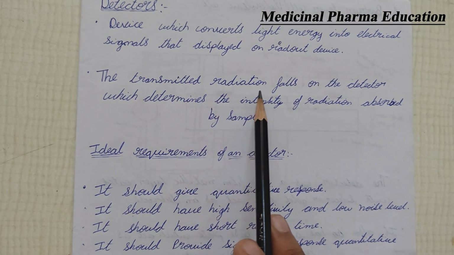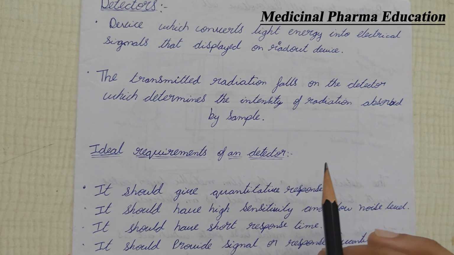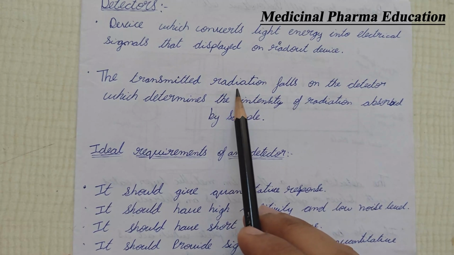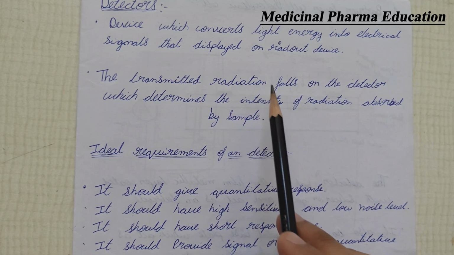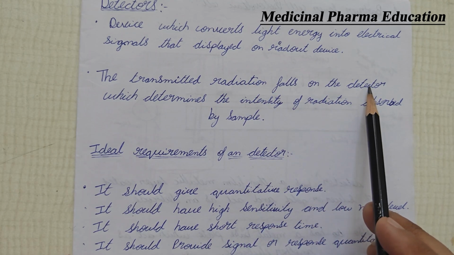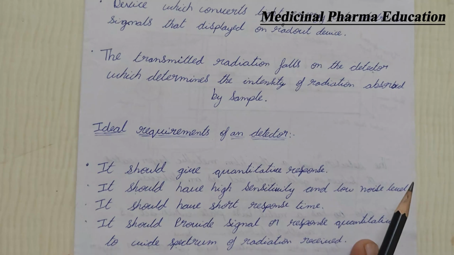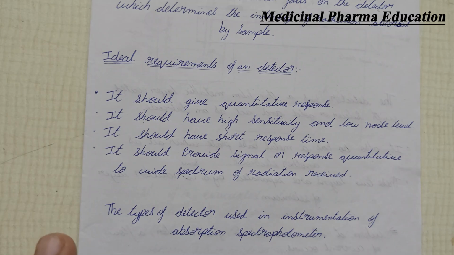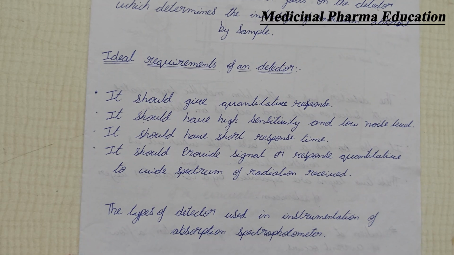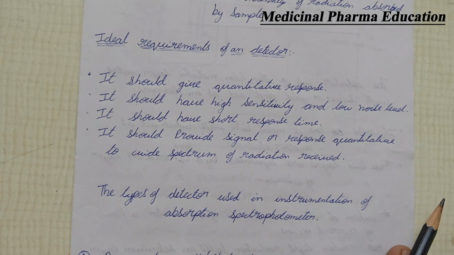The transmitted radiation falls on the detector, which determines the intensity of radiation absorbed by the sample. The transmitted radiation from the sample, after the absorption by the sample, reaches the detector, and the intensity of the radiation is observed by the detector. This is the main function of the detectors, and why we use a detector.